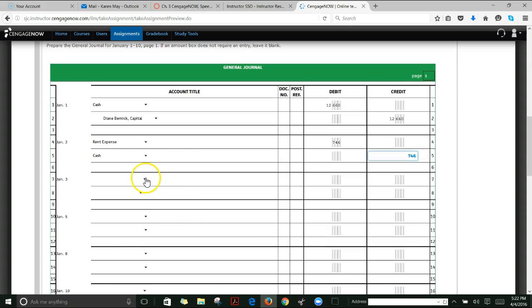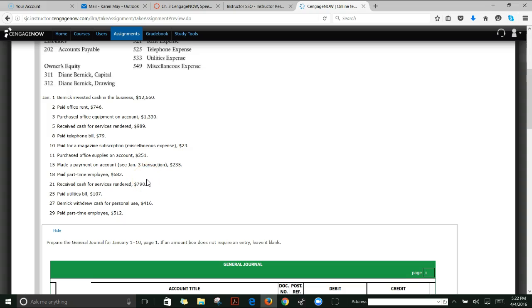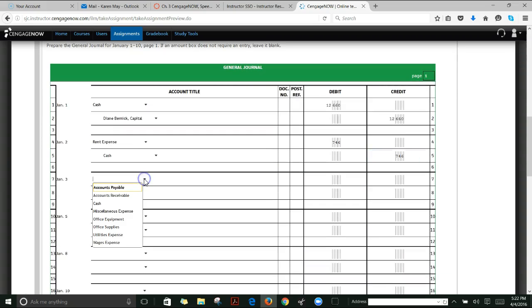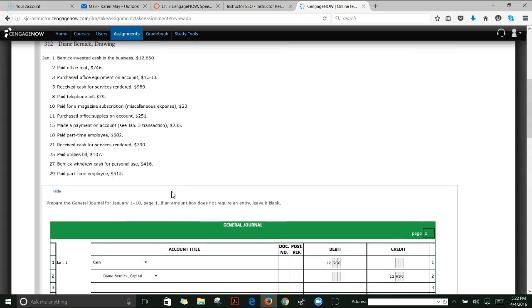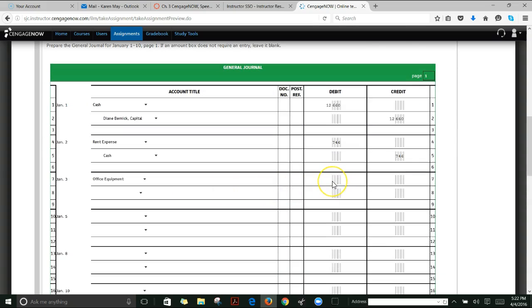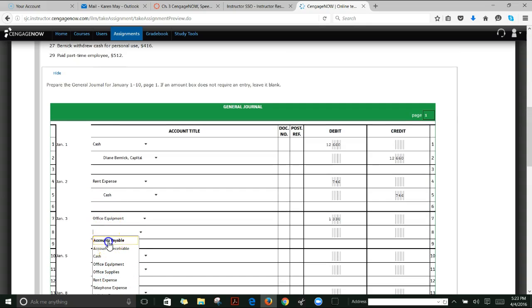Okay, the next one, January 3rd, purchased office equipment on account, so the debit will be office equipment. And that amount was $1330. And it was on account, so I owe more money, so I'm going to go to accounts payable and $1330.